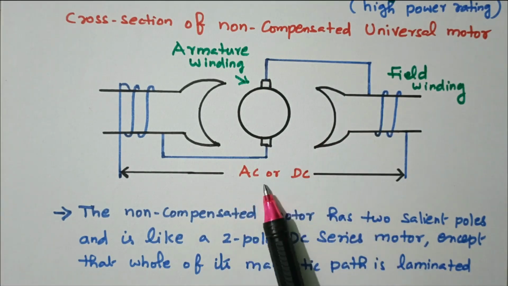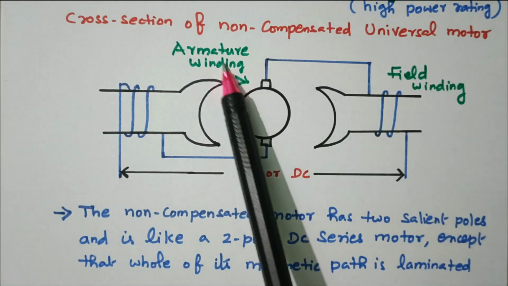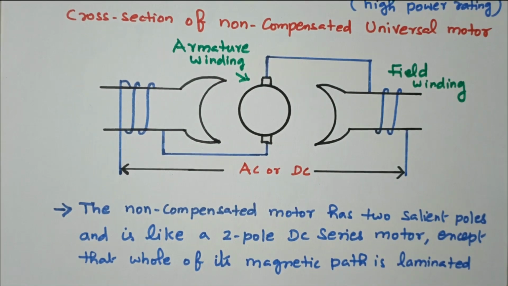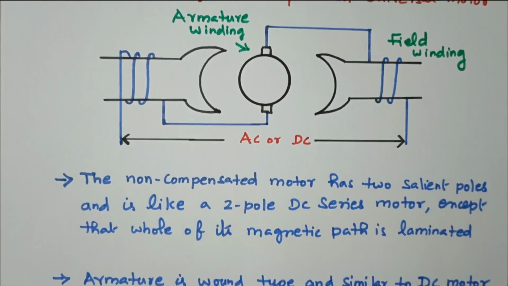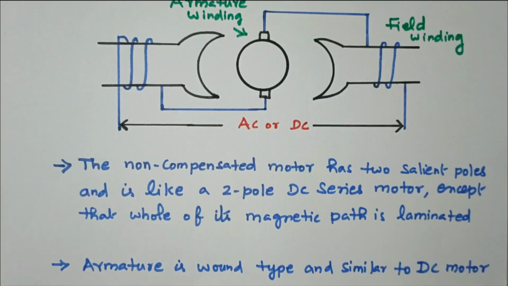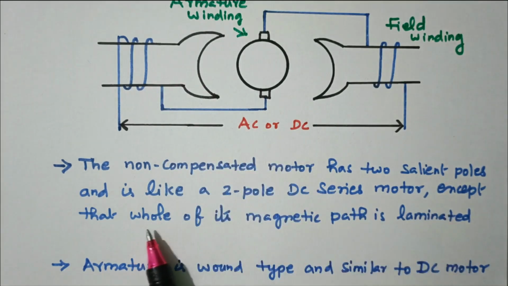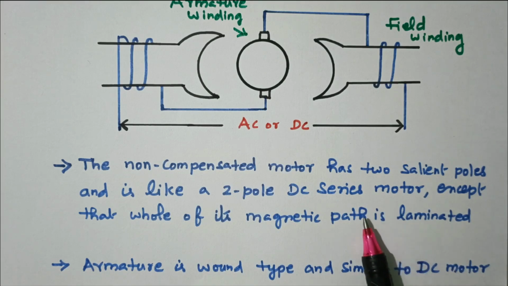We can operate with either AC or DC. So armature winding, field winding. Now we'll see what is meant by the compensated or non-compensated type. The non-compensated motor has two salient poles and it is like a two pole DC motor. Salient means projected, except that the whole of its magnetic path is laminated. Right? Salient pole, field windings are there, then its magnetic path is laminated.